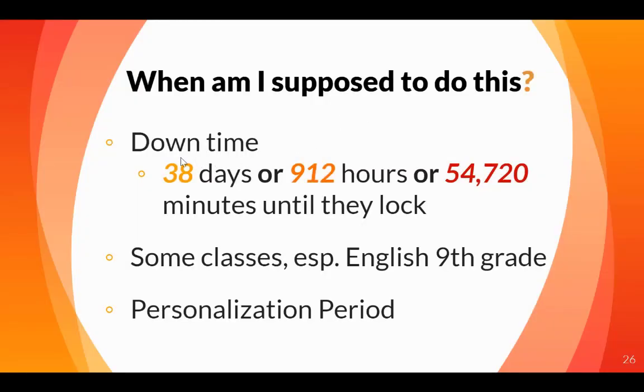So when are you going to do this? Well, I say downtime. You have 38 days before the tours lock. You have 912 hours or 54,720 minutes approximately until they lock. So you've got plenty of time to do this. How many hours will this take you? I don't know, 3, 6, 10, 12, I have no idea. But if you got 912 hours, you've got time to get this done. Now, some classes, especially the English 9th grade classes, are going to be supporting you in your tour prompt responses.